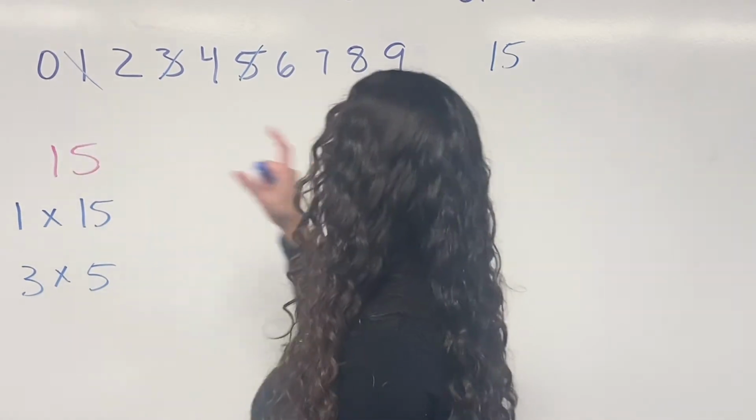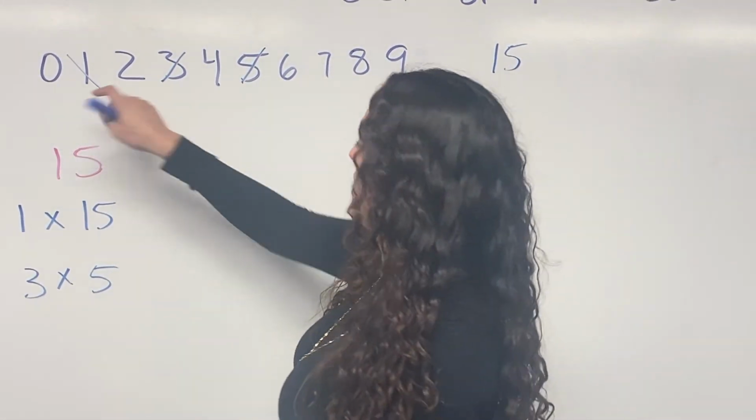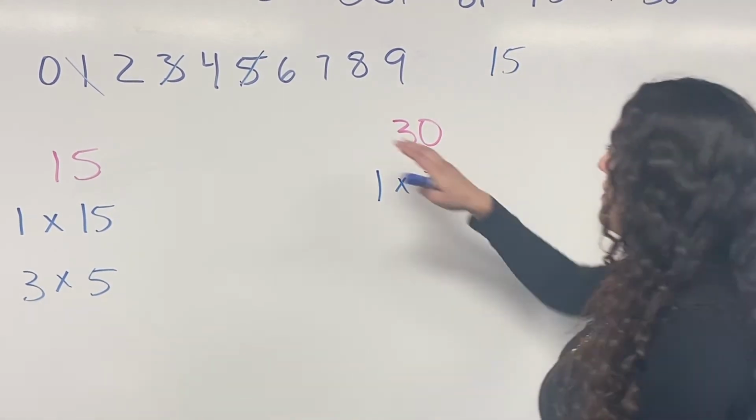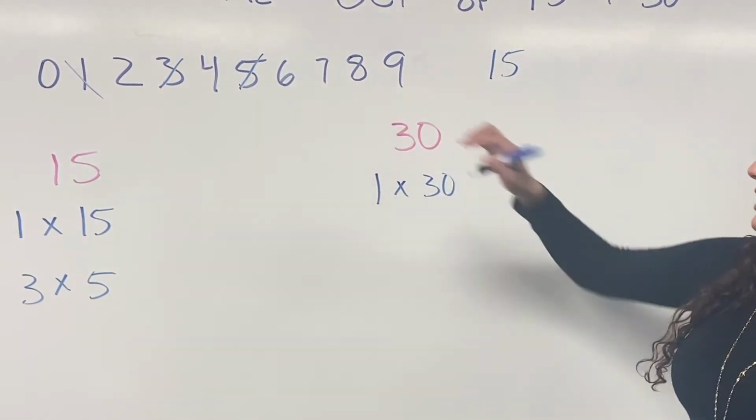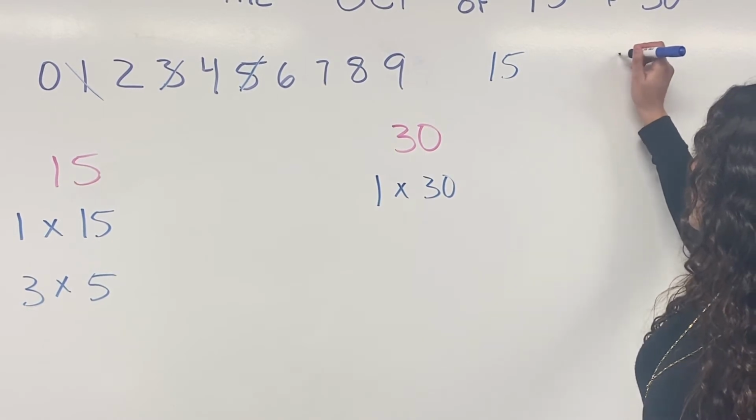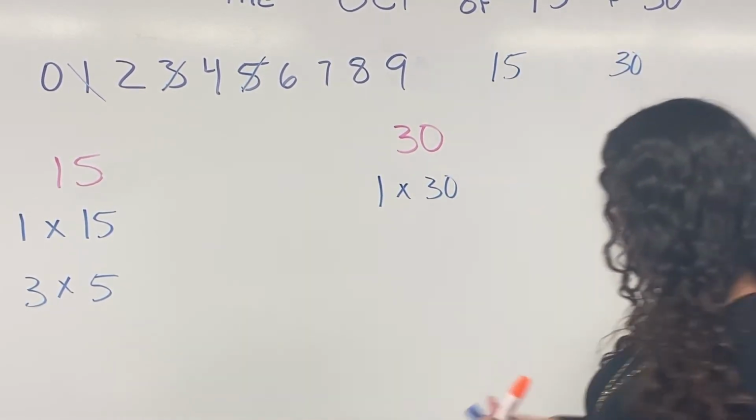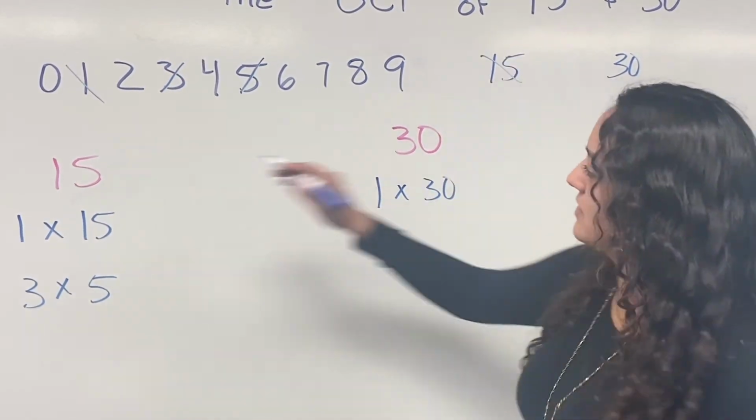I know 0 times something cannot give me 30, but I know 1 times 30 will give me 30. But I know 30 is also known as my base 10, so I can write 30 somewhere out here, just like I did with 15. Okay, and I could cross this one off too, because I already used it over there.